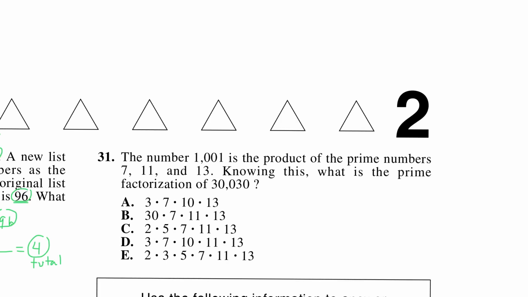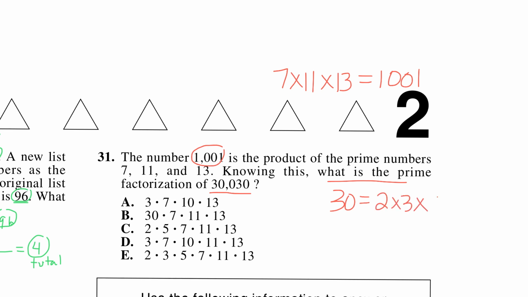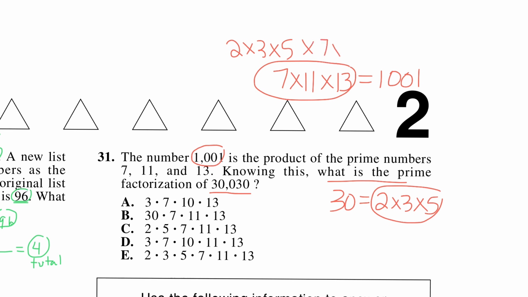Okay, number 31. The number 1001 is the product of prime numbers 7, 11, and 13. So 7 times 11 times 13 gives you 1001. Okay, and now that we know that, what is the prime factorization of 30,030? Well, 30,030 is exactly 30 times this. 30 in prime factorization would be 2 times 3 times 5. So I'm going to have all of these factors that I already had, and then I'm going to have all of these here. So I'm going to have 2 times 3 times 5, which is 30, times the 7 times 11 times the 13, and that'll give me this number, 30,030.